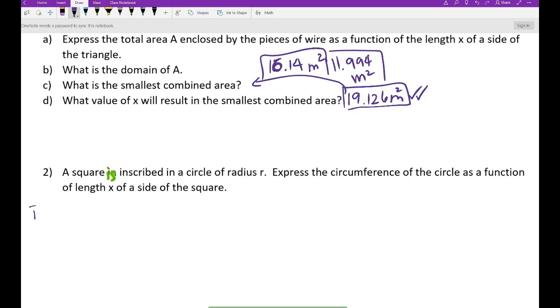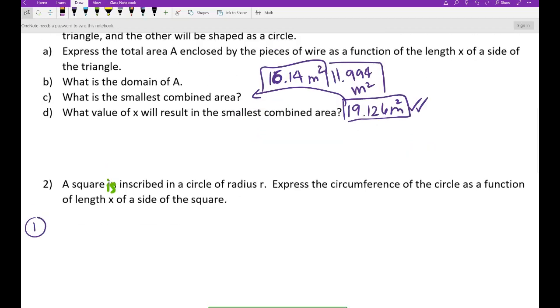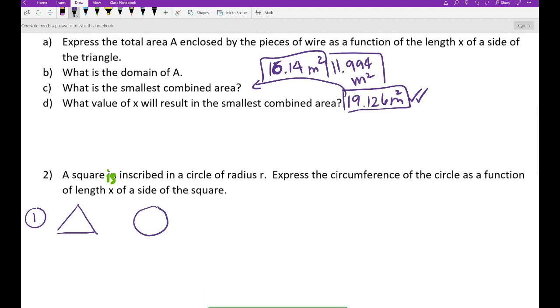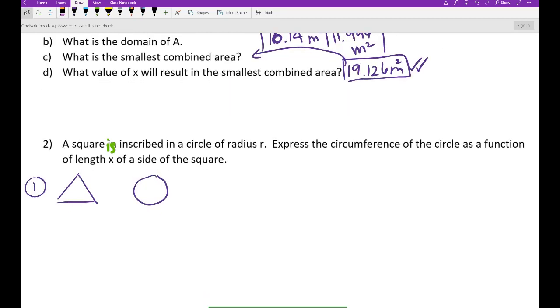So let's work on number 1. It says you have an equilateral triangle and a circle. Combined perimeter is 20 meters. And it said this is x, right? That's all in the instruction. So the perimeter of that is not really important, but the circumference of this is what?